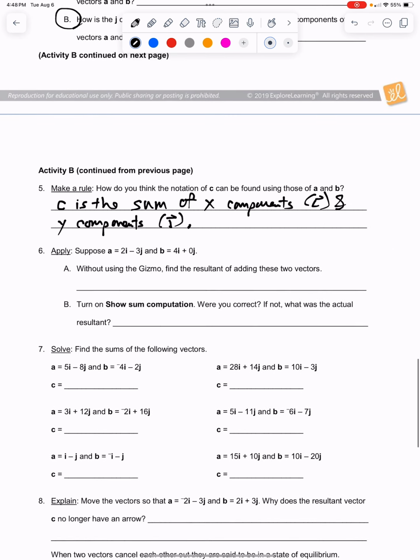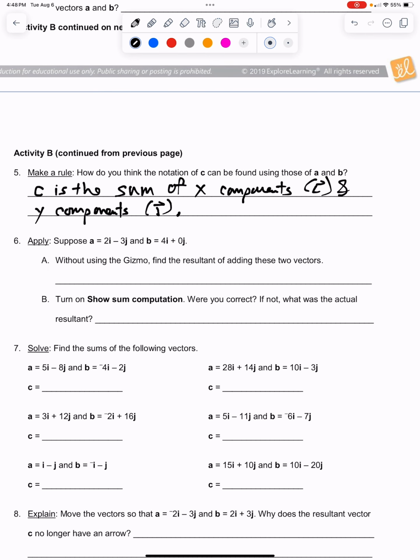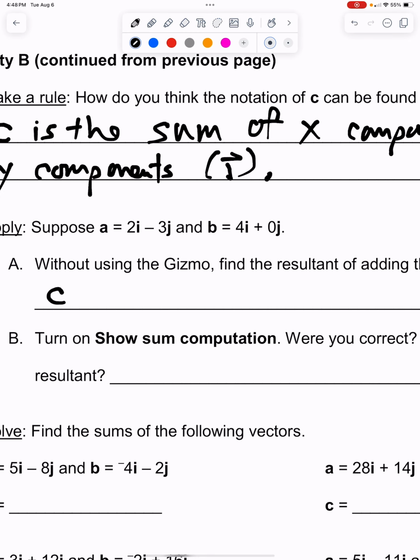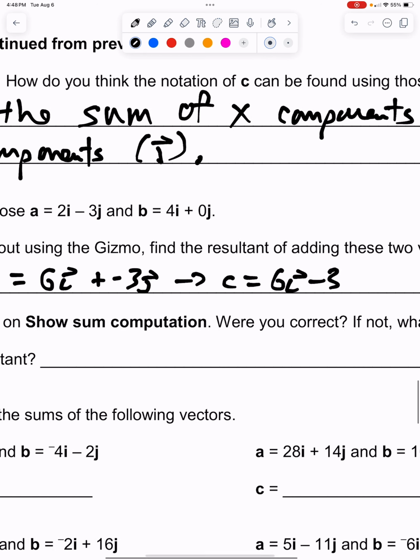Okay, so let's go ahead and take a look at the apply. Without using the gizmo, find the resultant vector of adding these two vectors. Okay, well, vector C would be what? Let's add them up. 2 plus 4 would be 6i, and then negative 3 plus 0 would be negative 3, so plus negative 3j. Now, the other way we probably should write this would be 6i minus 3j.